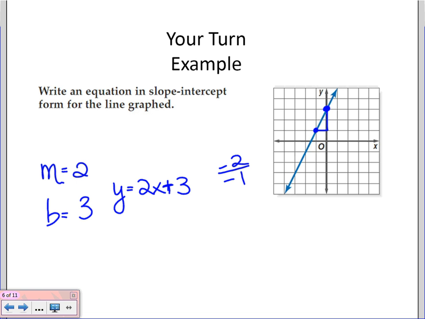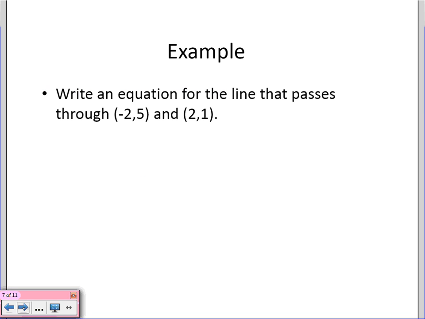Not too bad, so hopefully you guys are staying with me. Here it gets a little bit more challenging. Now I'm not given a graph, I'm not given my slope, and I'm not given my intercept. However, we are given plenty of material in order to solve it.